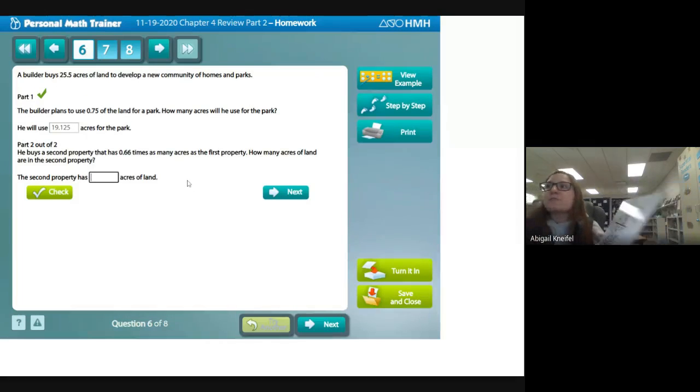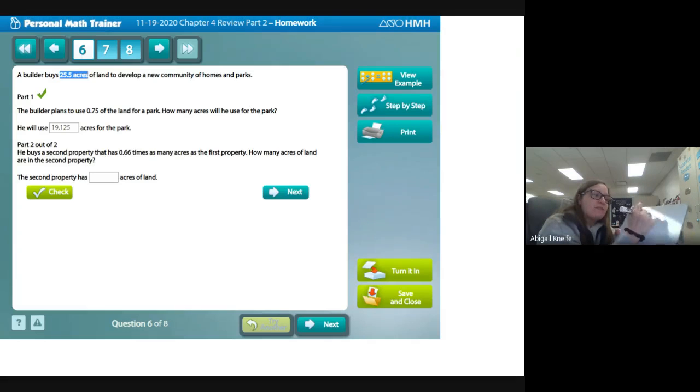So the next part. He buys a second property that has 0.66 times as many acres as the first property. How many acres of land are in the second property? So we have to find the original amount of acres. The original amount of acres was 25.5. So now we have 25.5 times the new amount, which was 0.66. All we got to do is multiply.